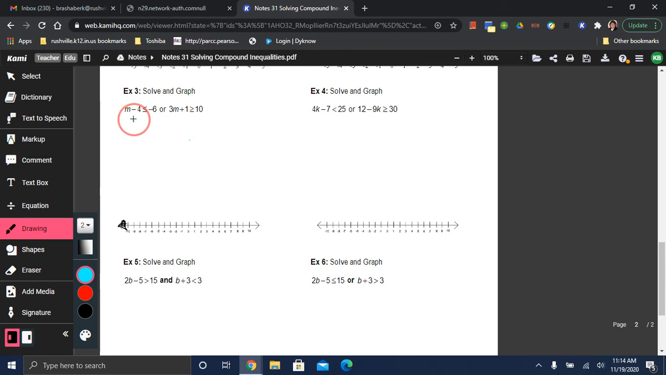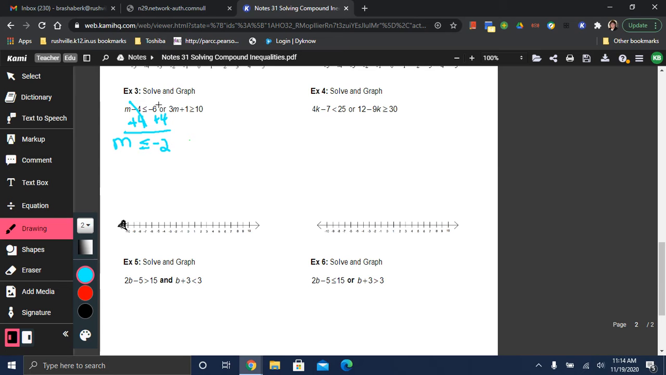So here I have -4. I would solve that by adding 4 to both sides of the inequality. And so the 4 would cancel. I have m is less than or equal to, and then -6 plus 4 would be -2.